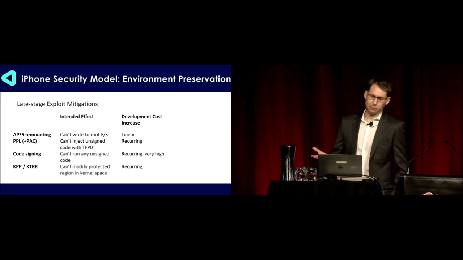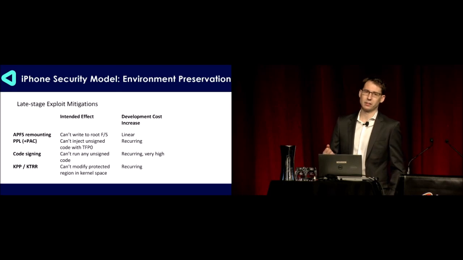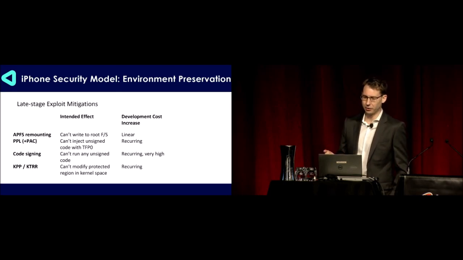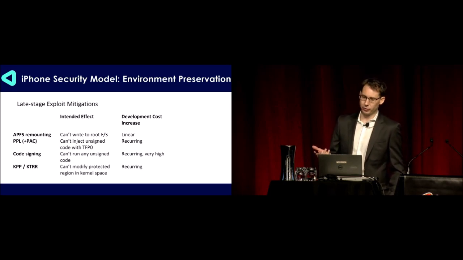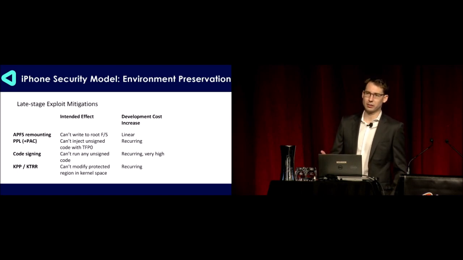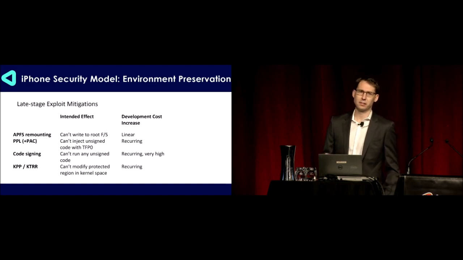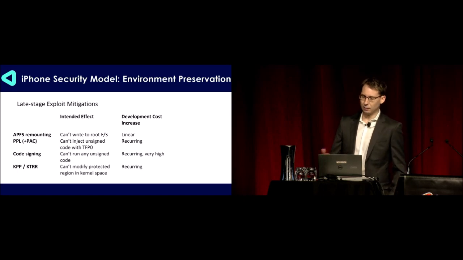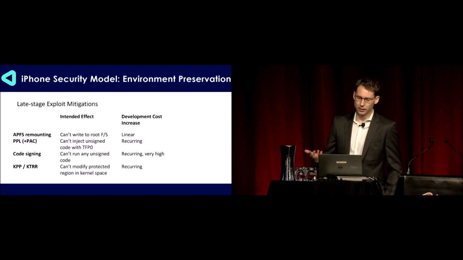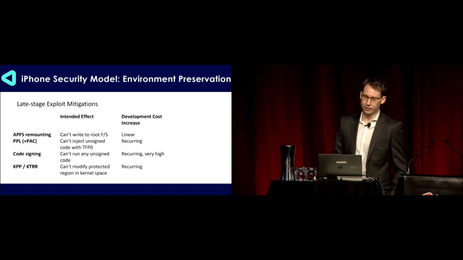The first one is APFS remounting. The root file system in iOS that contains all the system binaries is mounted read-only. Usually, when you're putting down a payload or something, you want to remount it with write access. This has typically never been especially difficult. You have to modify some data structures in memory in the kernel, but once you get kernel access, they never went out of their way to protect it.